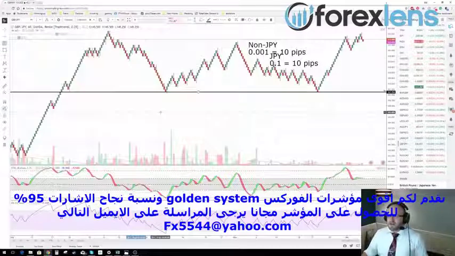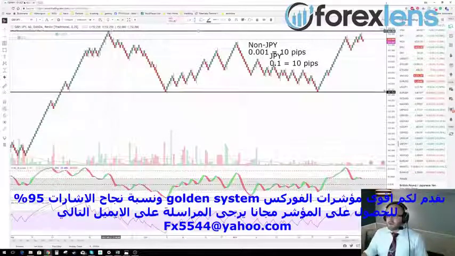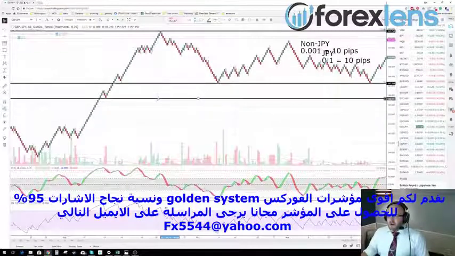Renko really makes this a lot easier. You can find all sorts of great zones of support and resistance and trade off them.